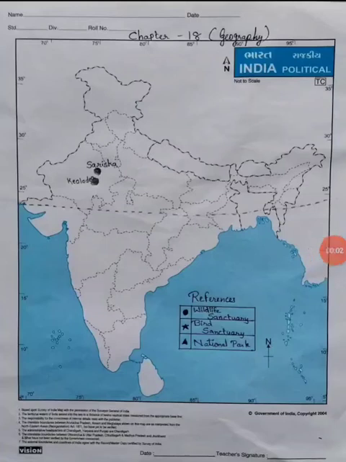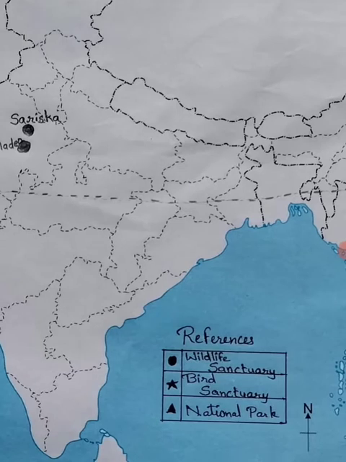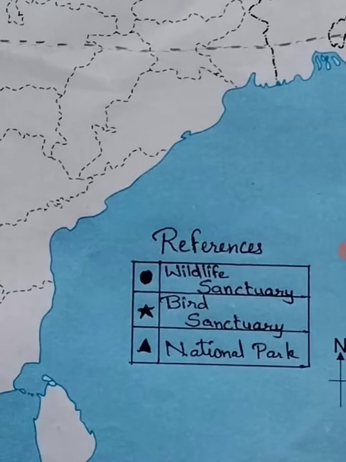Good morning, everyone. Today we will study the map of chapter 18. Now you require paper, pencil, scale and eraser for the map. You can see here in the map I have already done the references. That one you have to draw with the pencil and mark with the sign.